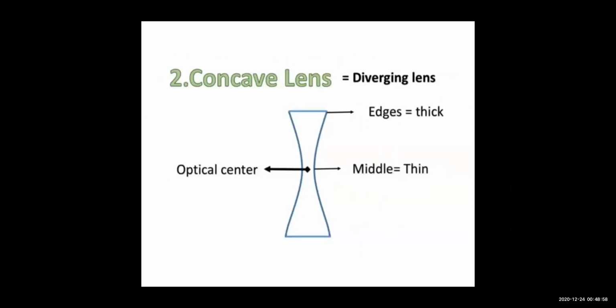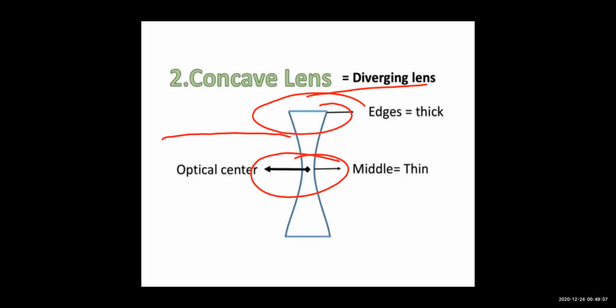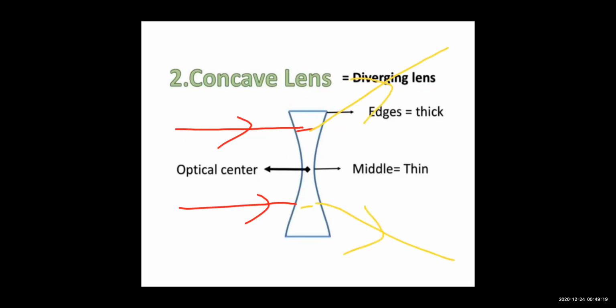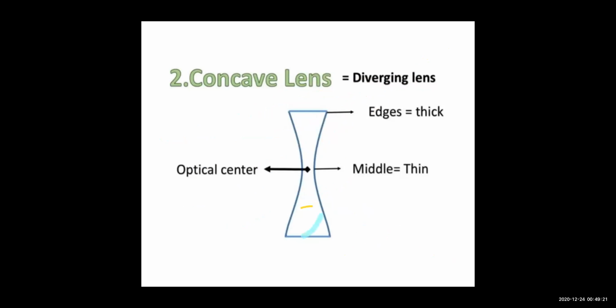Concave lens. Concave lens, their middle part is thin and their edges are thick, and they are also known as diverging lens because the light that is incident on that, this is the incident ray, right? It diverges it like this. So it is also known as diverging lens. That is your concave lens.